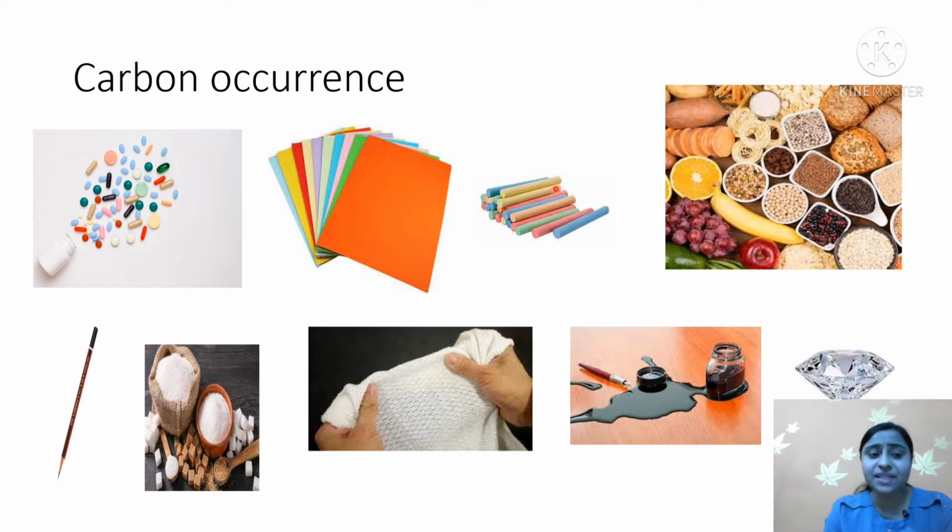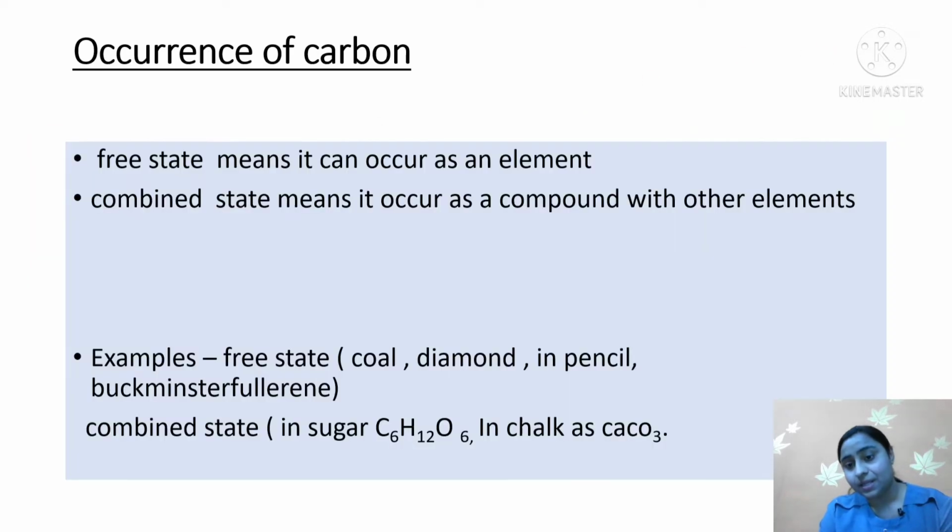Now students, as we can see, carbon is present everywhere, even in plastic. Even you and I, we both are made up of carbon. We can even say that every life form contains carbon, and that is the reason why carbon is known as the element of life. Now students, we can see from here that carbon can exist in two forms, that is, in free state or in combined state. Free state means that it can occur as an element, or combined state means that it can occur as a compound with other elements.